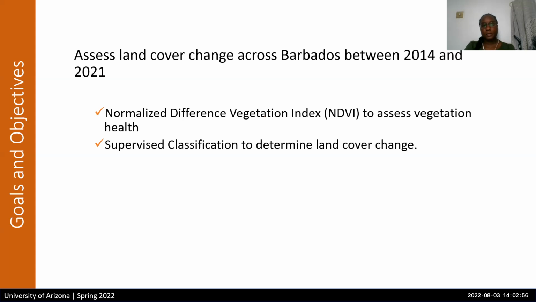The main goal of this study was to assess land cover change across Barbados between 2014 and 2021. To do this, I used the Normalized Difference Vegetation Index to assess vegetation health and a supervised classification method to determine land cover change between the 8-year time period.